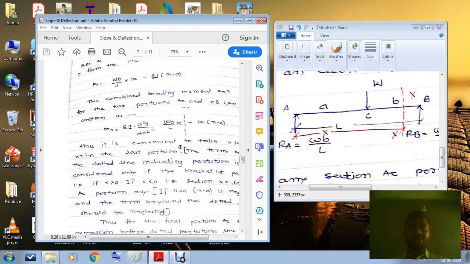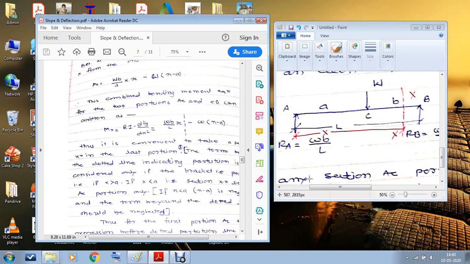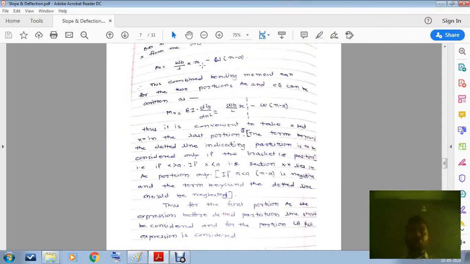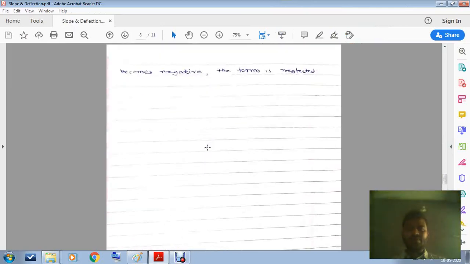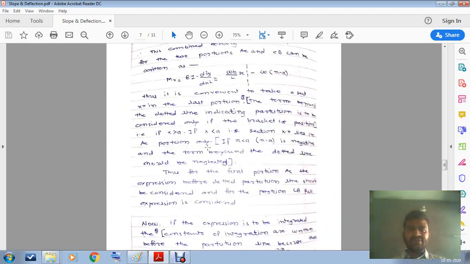So I have considered here a point, and this is the notation suggested by Macaulay. Here it is convenient to take a section XX at a portion, so here we have considered a section XX. Now what we will do, we will integrate it first.